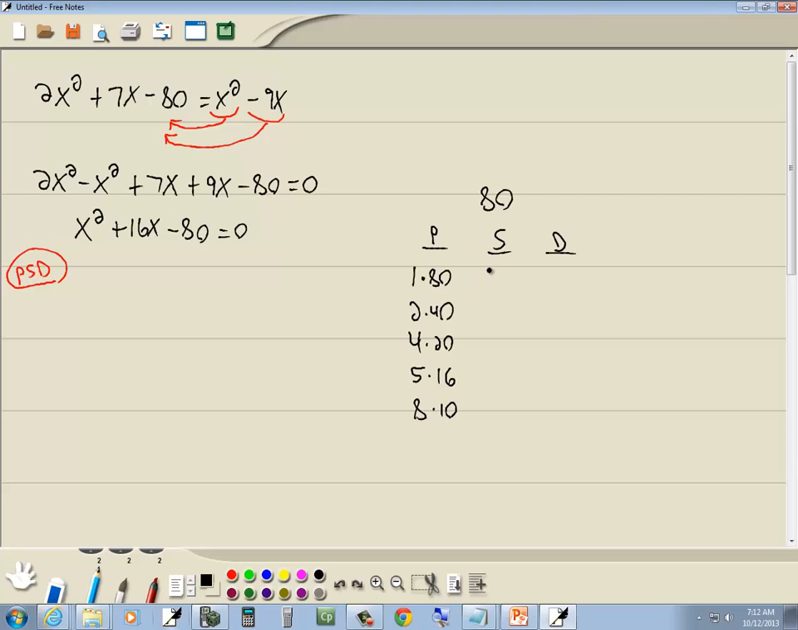Okay. Now, S column, we add them together. 1 plus 80 is 81. 2 plus 40 is 42. 4 plus 20 is 24. 5 plus 16 is 21. 8 plus 10 is 18.